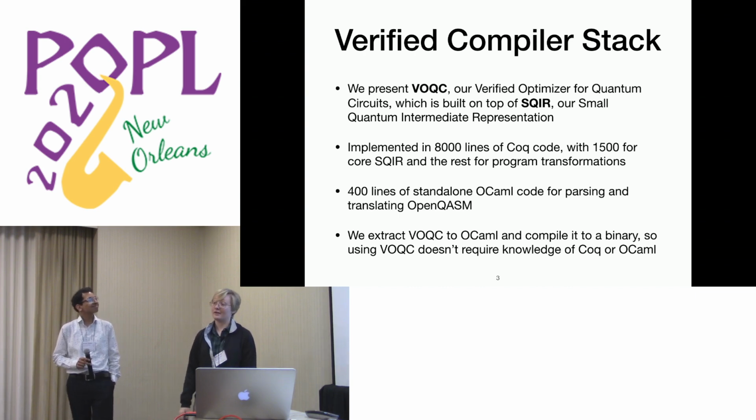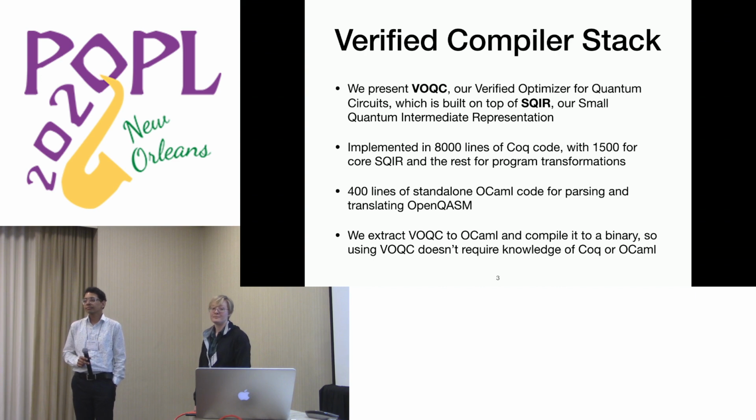It's implemented all in Coq. It's about 8,000 lines of Coq code with 1,500 for core SQUIRE and the rest for the VOQC transformations. There's also about 400 lines of standalone OCaml code for parsing and translating OpenQASM. We actually extract all of our Coq code to OCaml and compile it as a binary, so you don't need to know OCaml or Coq to use VOQC. You can just give it an OpenQASM circuit description, and you'll get back an optimized OpenQASM circuit description.